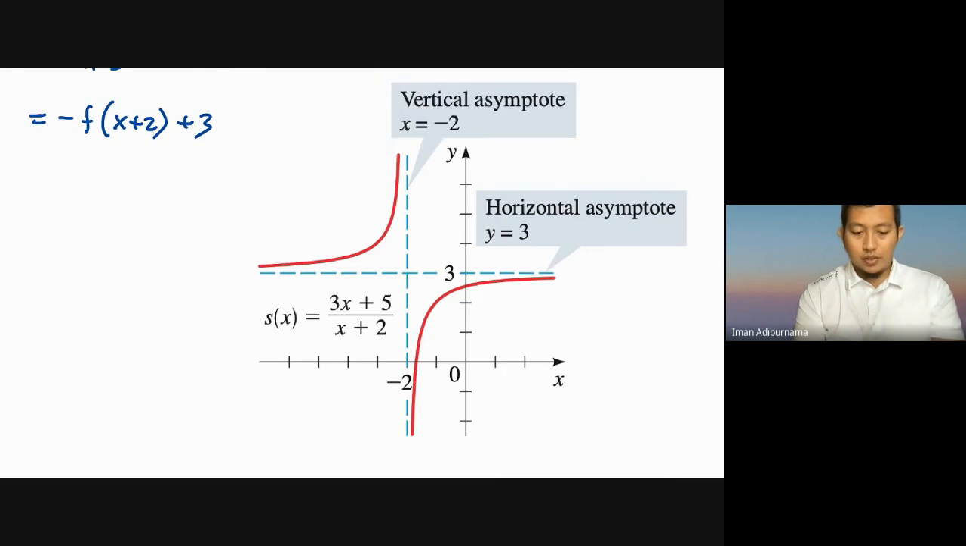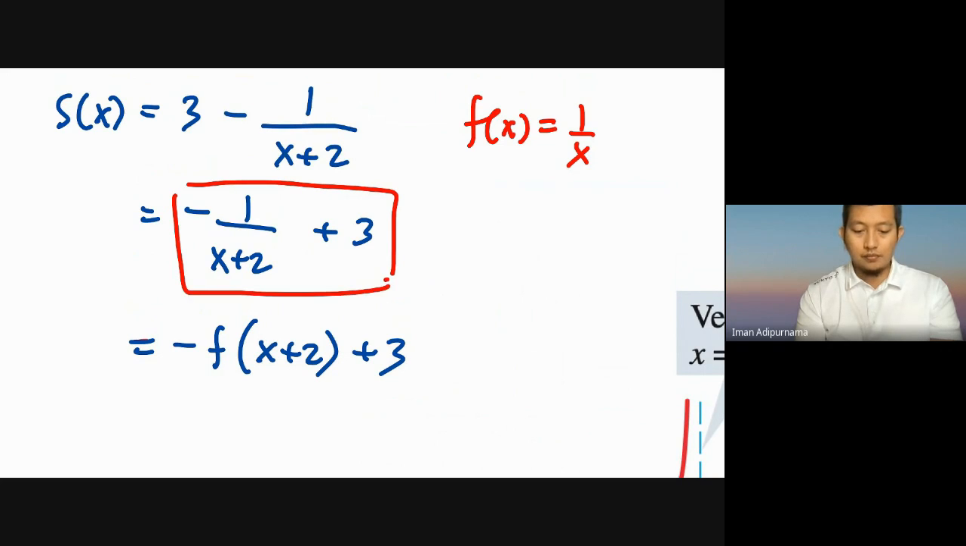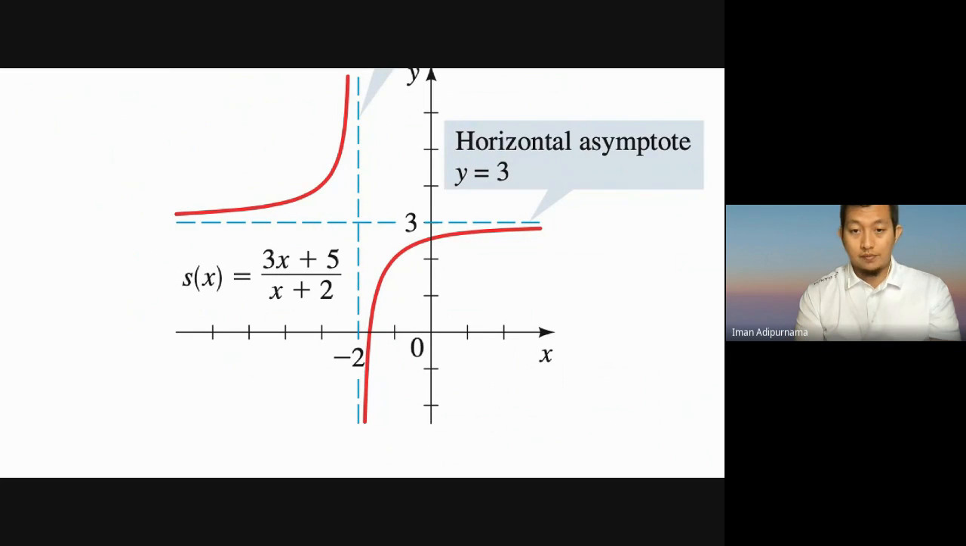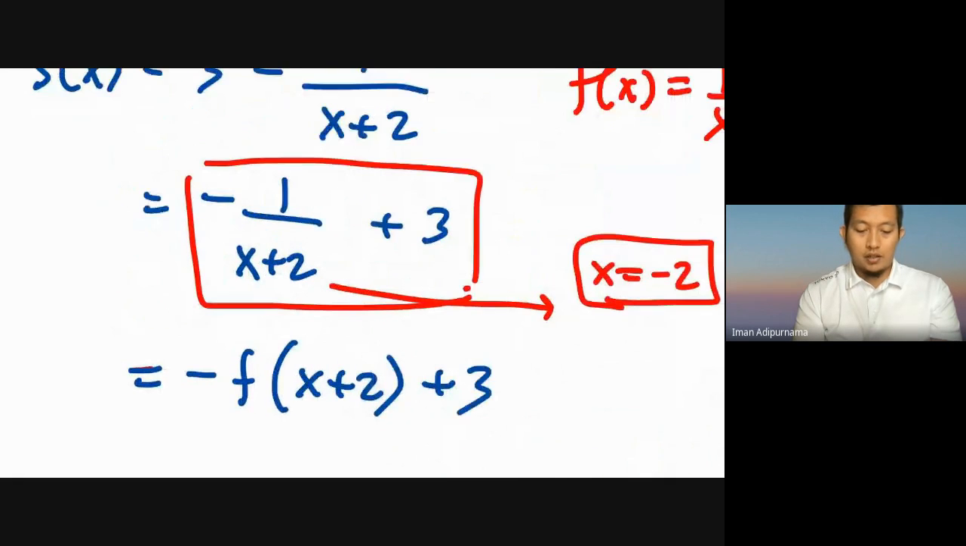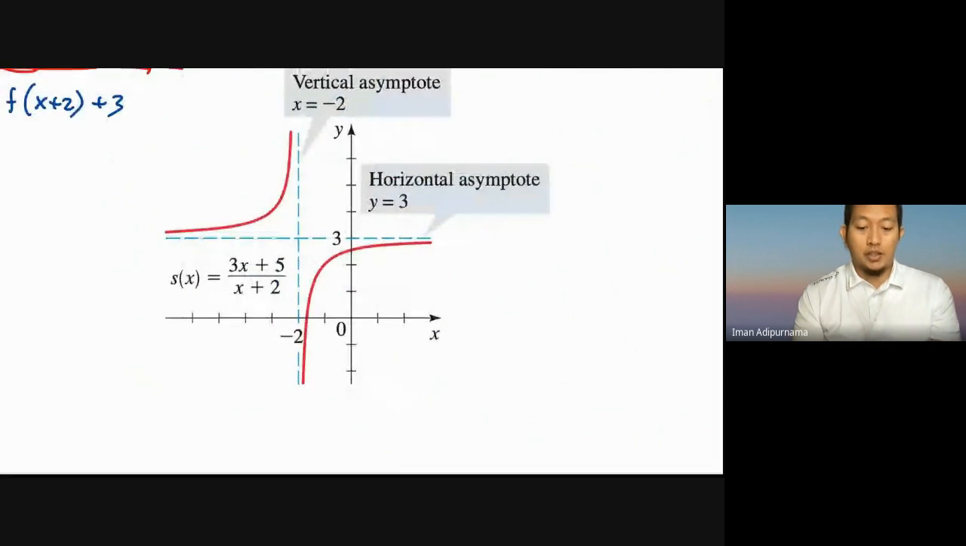Of course, if you see the equation here, you will notice that x equal negative 2 makes the equation undefined. Precisely, that is our vertical asymptote. And our y equal 3 will be the horizontal asymptote. Why? Because if you look here, when x is getting bigger, the left term will be 0, and it's just 3. So y equal 3 is, of course, the horizontal asymptote.